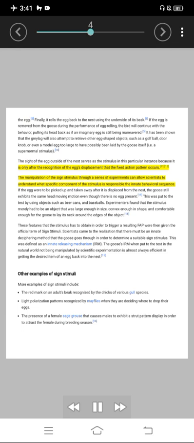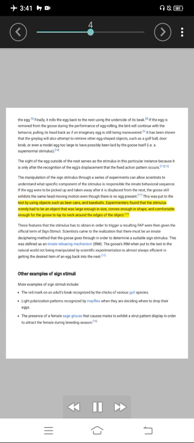The manipulation of the sign stimulus through a series of experiments can allow scientists to understand what specific component of the stimulus is responsible for the innate behavioral sequence. If the egg were to be picked up and taken away after it is displaced from the nest, the goose still exhibits the same head-moving motion even though there is no egg present. This was put to the test by using objects such as beer cans and baseballs.